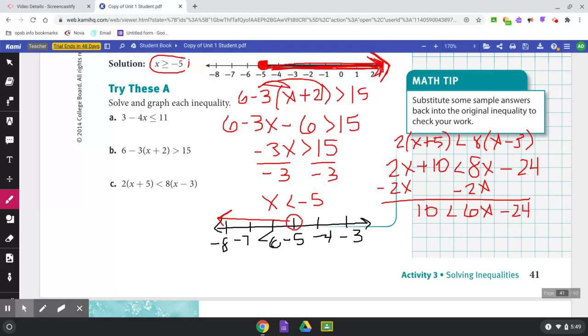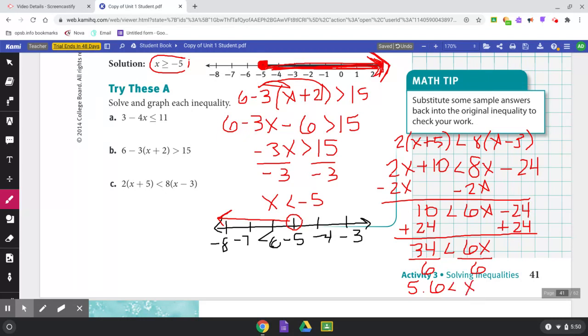Now I need to isolate the term with the variable by adding 24. And as you can see here, because I moved the smaller number, everything ends up becoming positive, which is our goal. We want to try to, if possible, keep our values positive. So I get 34 is less than 6x. Now I'm going to divide both sides by 6. I get 5.6 is less than x.